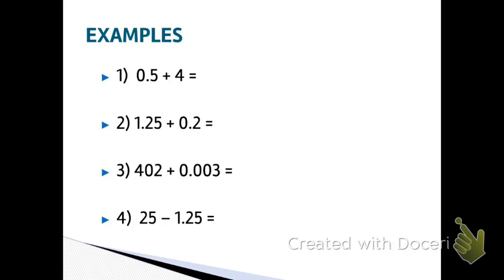So I want to start with the first problem. The first problem says 0.5, or 5/10, plus what? 4. That's 4 wholes, right? Not 0.4, not 4/10, not 4 anything else. It's 4 wholes. So one of the biggest things that I have encountered is that people have a lot of trouble knowing what to do with the decimal when you have a number that doesn't have a decimal written on it.